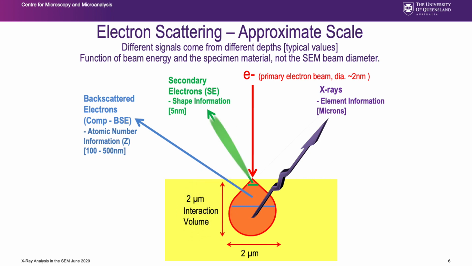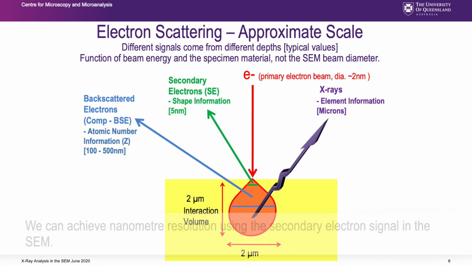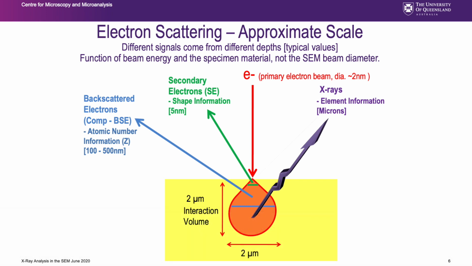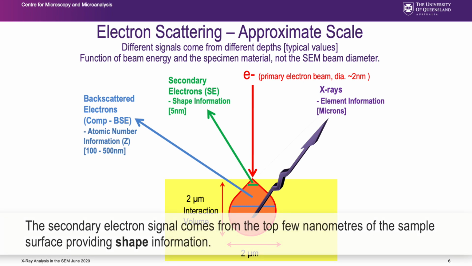So each signal comes from a different volume, and that affects the resolution. Yes, scanning electron microscopes have nanometer resolution, but typically, unless you're doing something very tricky, that is using the secondary electron signal, which comes from the top few nanometers and gives us shape information.